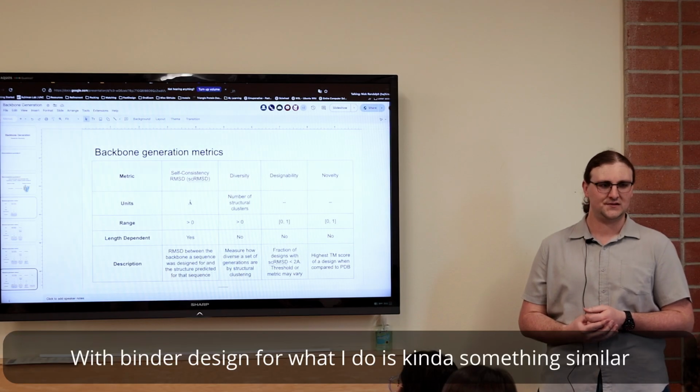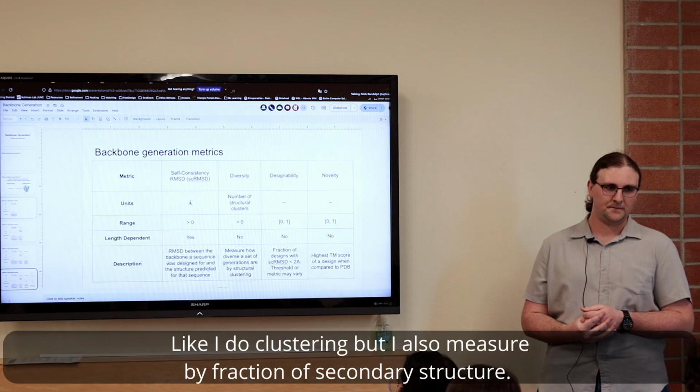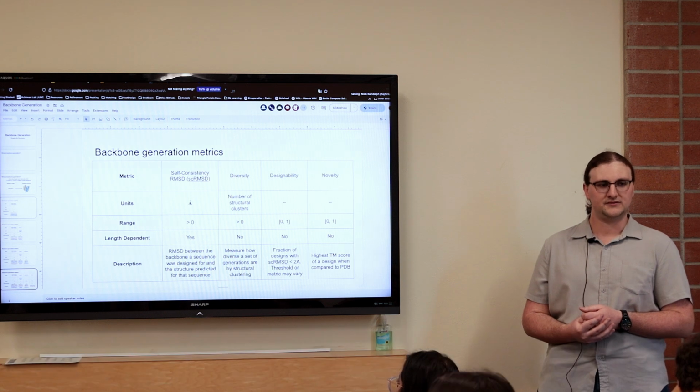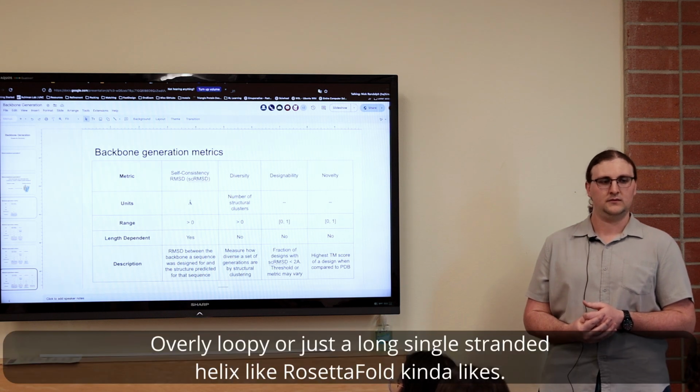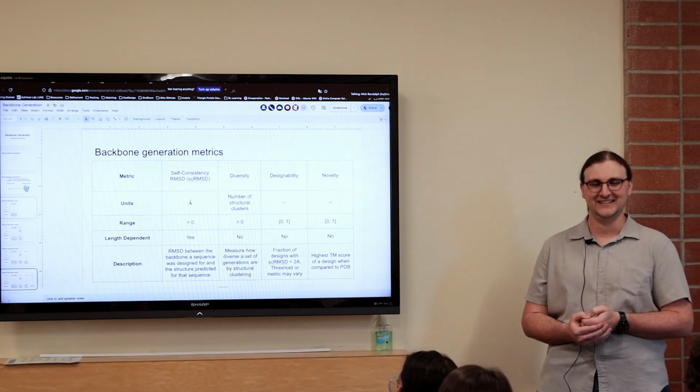Yeah. I mean, with binder design, what I do is something similar. I do clustering, but I also measure the fraction of secondary structure for a given sequence. Okay. Or that would be backbone. Yeah. So to make sure it's not overly loopy, or just a long single-stranded helix, like RF diffusion sometimes produces. Yep. It does happen.